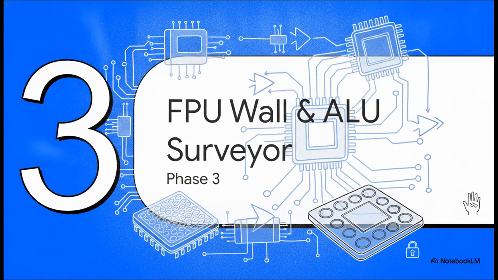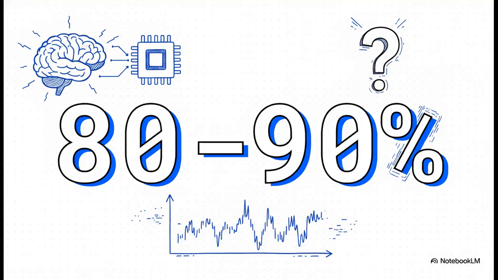Which brings us to Phase 3, FPU wall and ALU surveyor. To really understand why this destructive blending happens, we have to descend from the software layer and look straight down at the bare metal, the silicon itself. I just want to let this number sink in for a second. 80 to 90%. Up to 90% of modern AI compute cycles are fundamentally just hardware-level approximations. They are absolutely not exact mathematical truths.